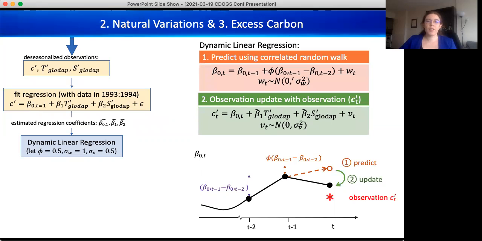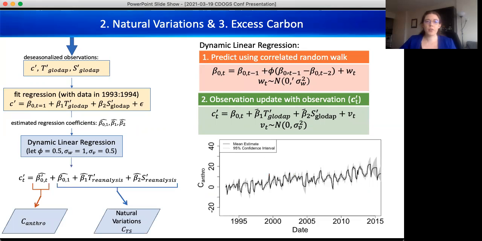Dynamic linear regression uses a pair of equations, a prediction equation and an observation equation. We sequentially predict our intercept, beta 0, at each time step using a correlated random walk. This function says the next time step follows the trend depicted from the previous 2 time steps. Then, if observations are available, we update the prediction using the observations in a regression equation. How much we update our prediction is influenced by the error terms W and V. Today, we used rough estimates for these variances, but determining appropriate values is a research question we are still working on.